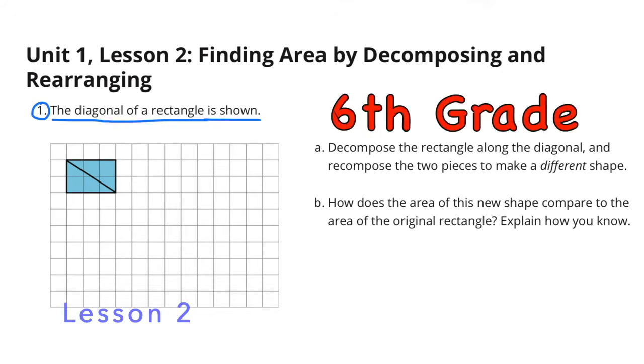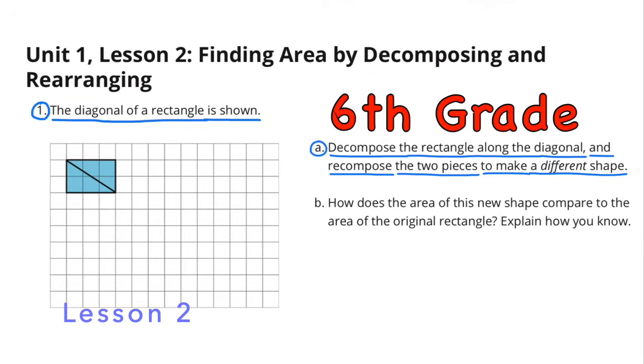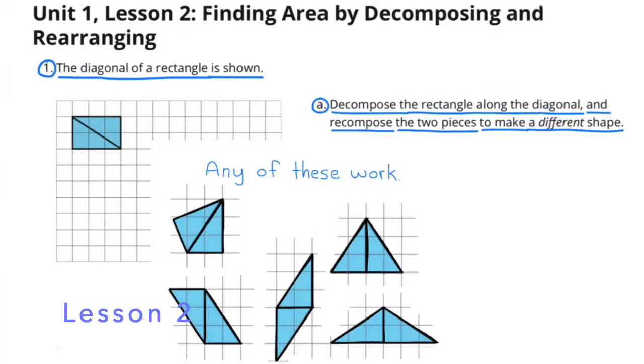Unit 1, Lesson 2, Finding Area by Decomposing and Rearranging. Number 1. The diagonal of a rectangle is shown. A. Decompose the rectangle along the diagonal and recompose the two pieces to make a different shape. Any of these shapes would work.